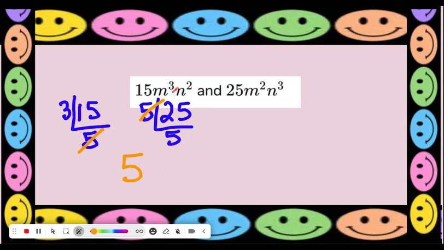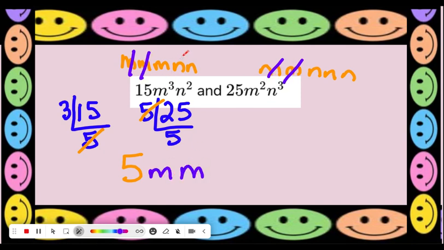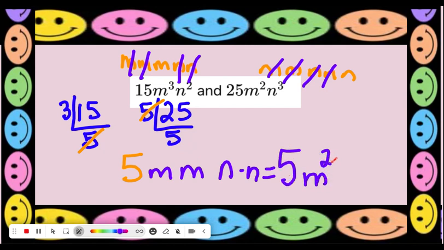Now let's look at our m's. We can write out the m's if we want: 1, 2, 3, and then 1, 2. On the right side, we have 2 m's and 3 n's. Okay, match, write it down. Match, write it down. There's no more m's. I have an n. Match, write it down. Another n. Match, write it down. There's no other m's or n's that match, so it's 5m squared n squared. That would be the GCF.